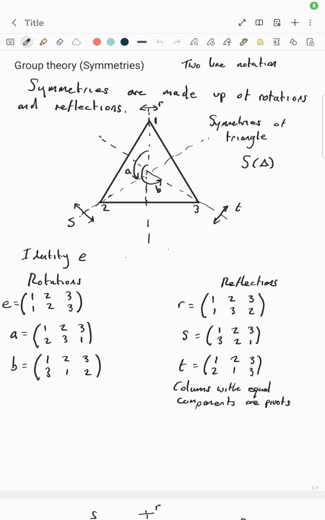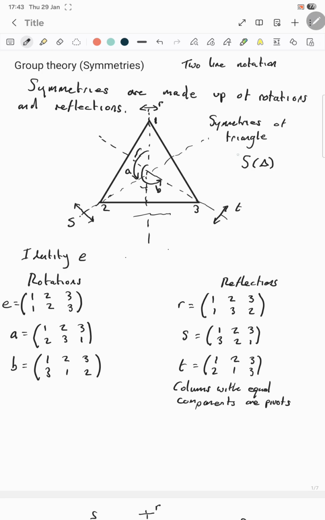The start of group theory: symmetries. A bit of visuals always helps. We start with two-line notation. Symmetries are made up of rotations and reflections. We'll take the triangle here, where our reflections are R, S and T, and our rotations are here A and B.